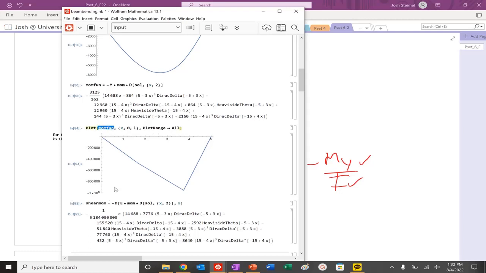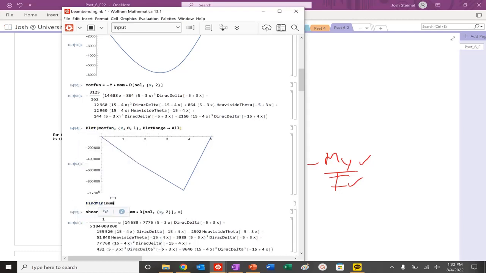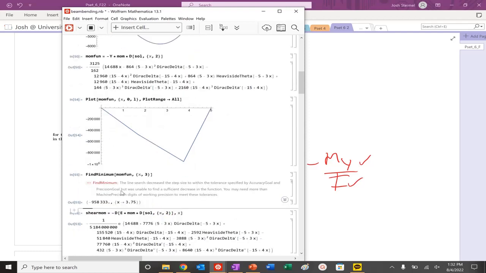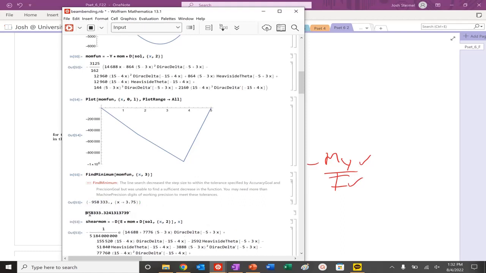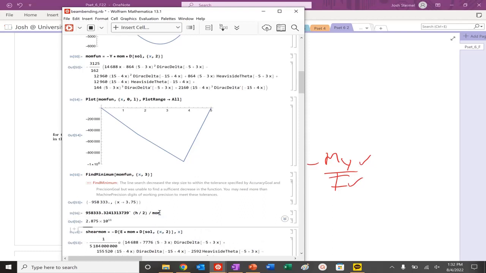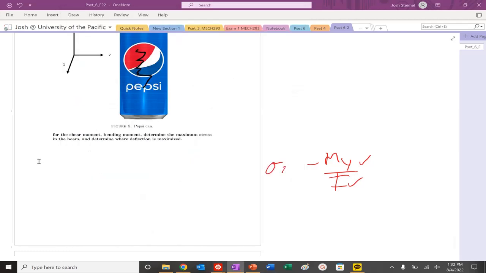So we could actually take this and say, I could do FindMinimum of my function, and I could search for starting, let's say start at x of 3. So about 3.75. Excellent. Looks about right. So we can plug that in. So I can say, so this is my moment value. So minus minus, so that's going to be plus this times my height divided by 2 divided by I, and that would be my stress. If I do minus height over 2, tension, compression, all those good values. Excellent. So that's my stress.